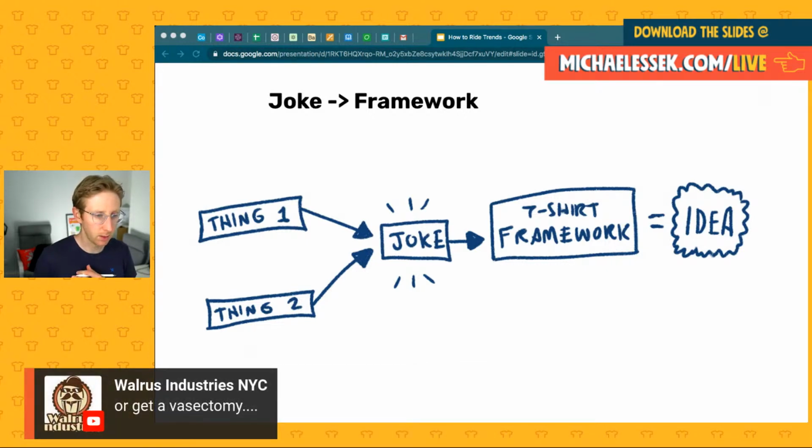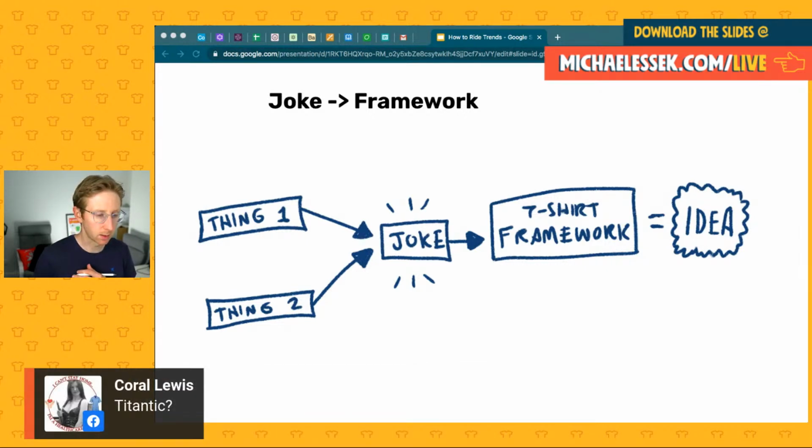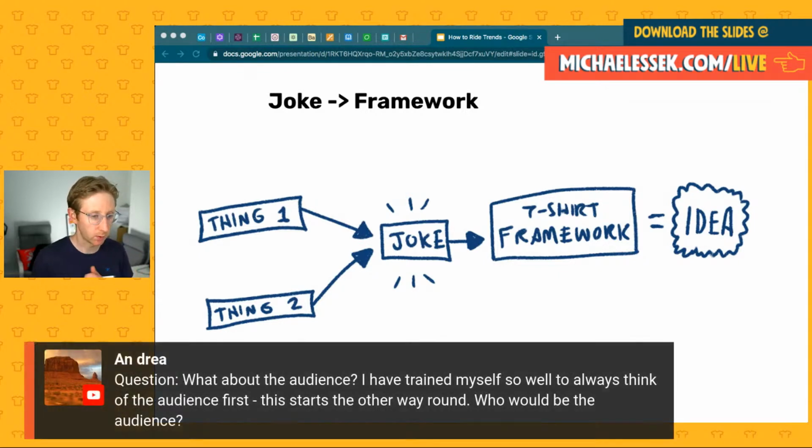Good one, Craig. Coral says Titanic, so that could be an interesting one to link it to, definitely. Andrea says, what about the audience? I've trained myself so well to always think of the audience first. This starts the other way around. Who would be the audience? That's a very good point, Andrea. You're right. We have started with a topic and kind of worked backwards.